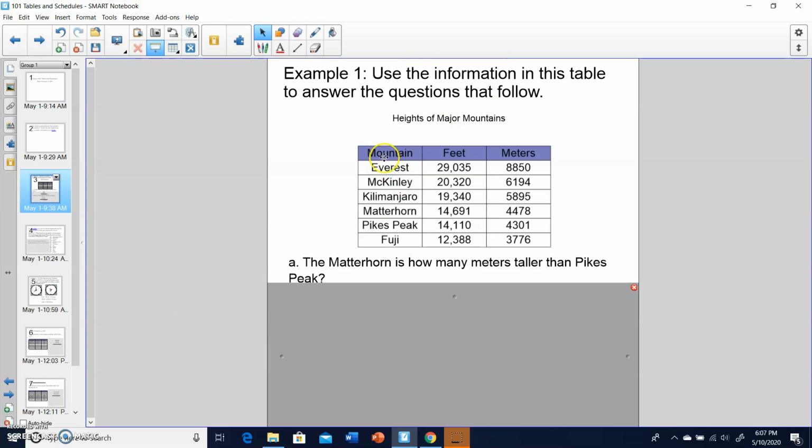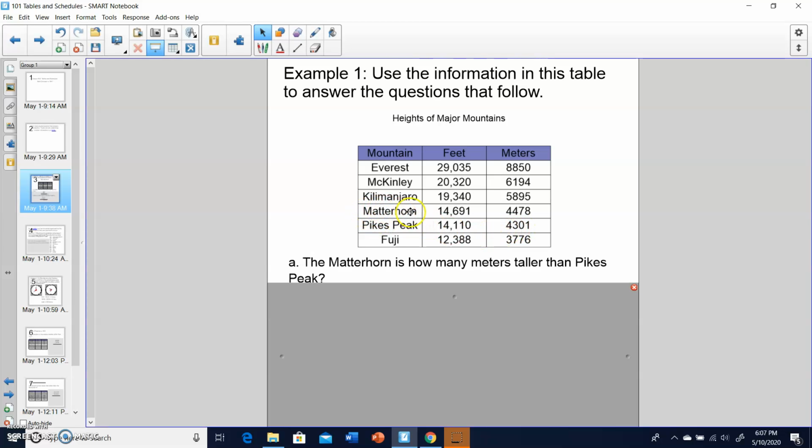You can see we have mountains, and then we're measuring those mountains in feet and meters, and this is how they're presenting the information in this table. So use the information in this table to answer the questions that follow. A says the Matterhorn is how many meters taller than Pikes Peak.